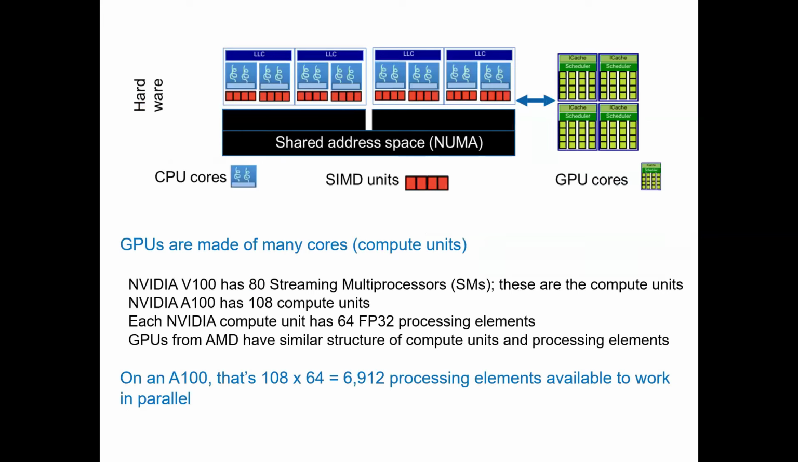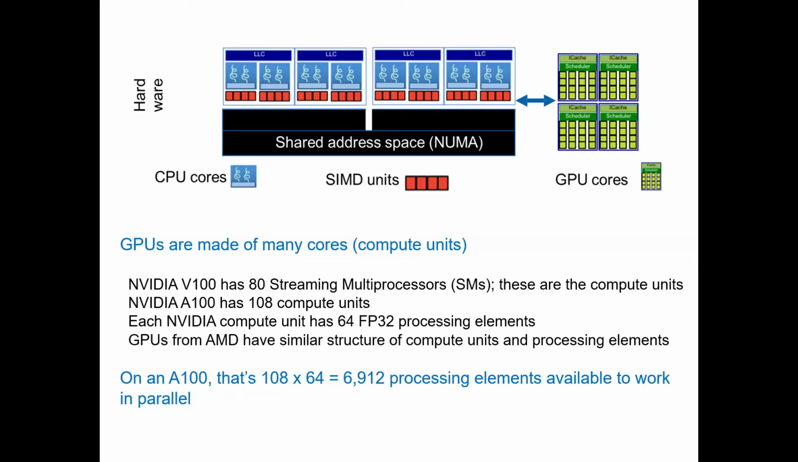Now, starting a couple of years ago, our hardware is not just CPUs, it's also GPUs, and GPUs are becoming more and more important and better and better than in the old times. GPUs are made of many cores, sometimes called compute units. Right now on our clusters we have V100 and A100, and in the future we will have H100 or H200. V100 has 80 compute units, and A100 has 108 compute units, and each unit has 64 processing elements.